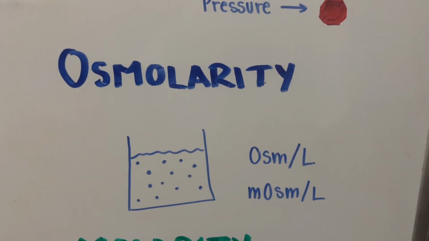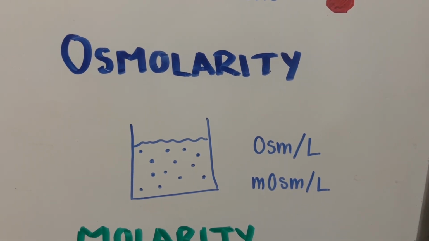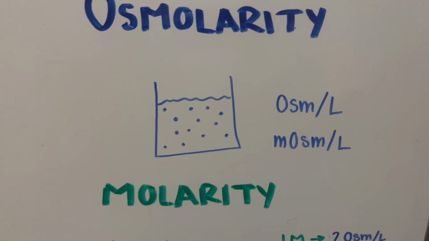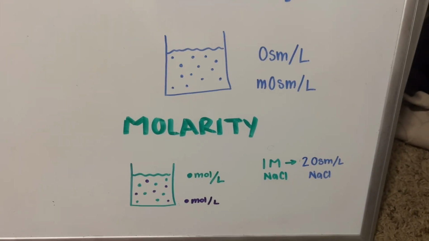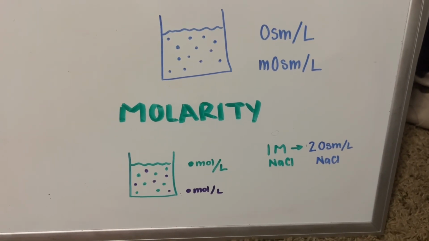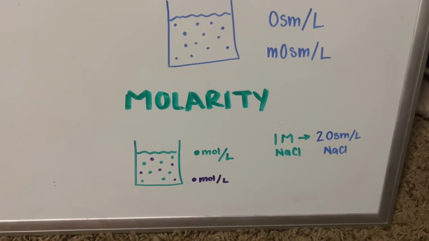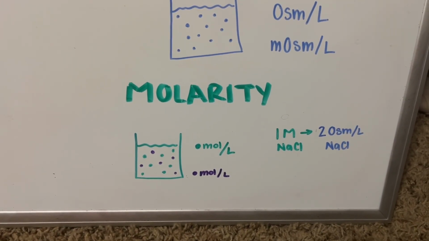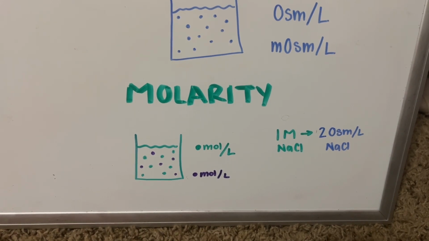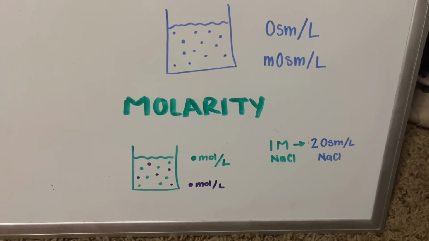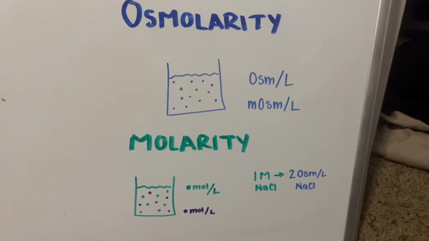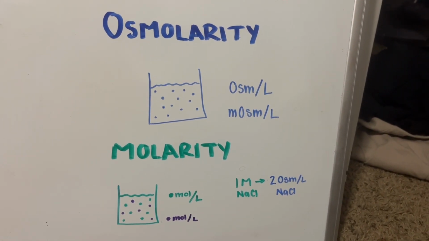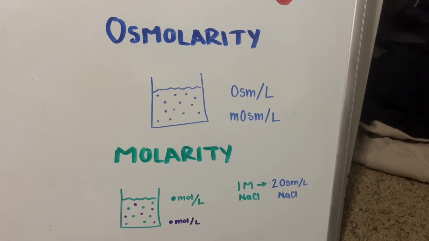On the other hand, we've learned molarity in other classes and in this class, and that is the measure of the concentration of a specific solute in a solution and is expressed as the number of moles of that solute per liter. Molarity focuses on the number of molecules of a particular substance, while osmolarity focuses on the total number of osmotically active particles, which can include ions and molecules.